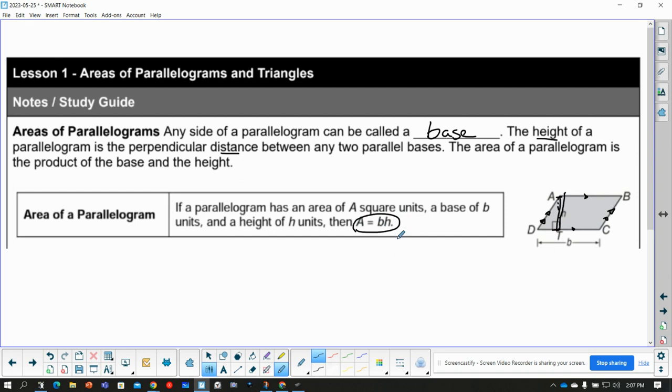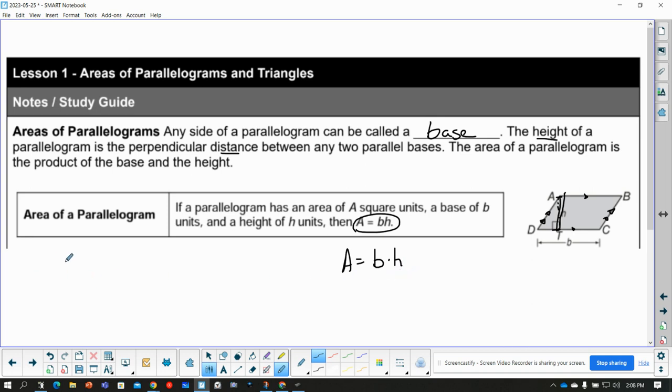And then our formula: area equals base times height. Area equals the base times the height. What's interesting about this is that all area formulas are some version of base times height. Every single one of them is going to be some version of the base times the height. And I'll talk about that as we go through those things, okay?